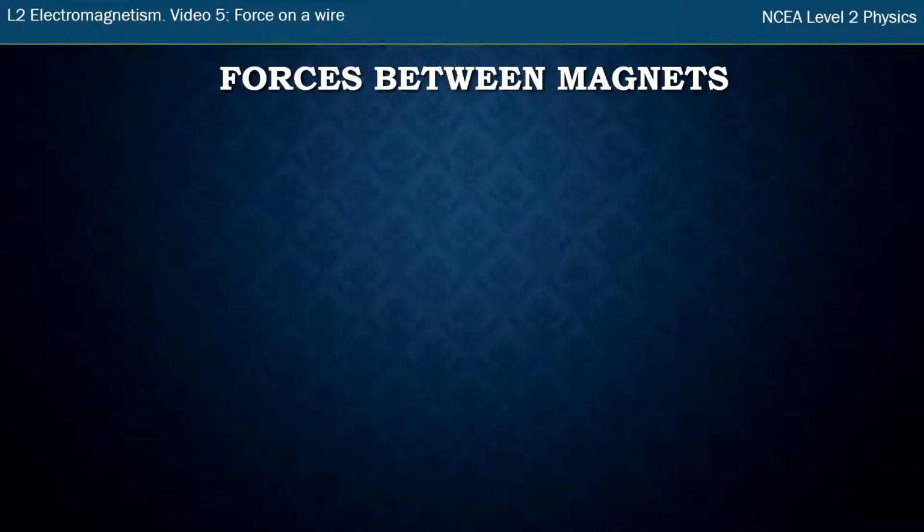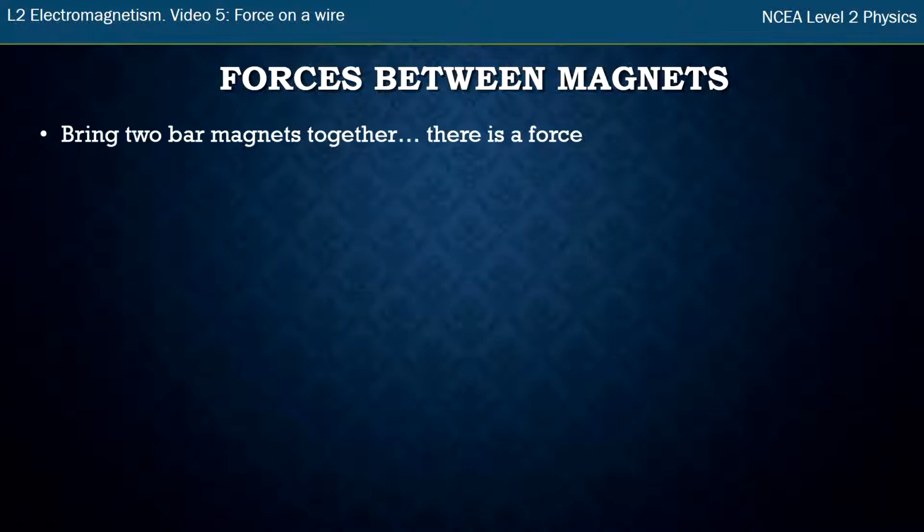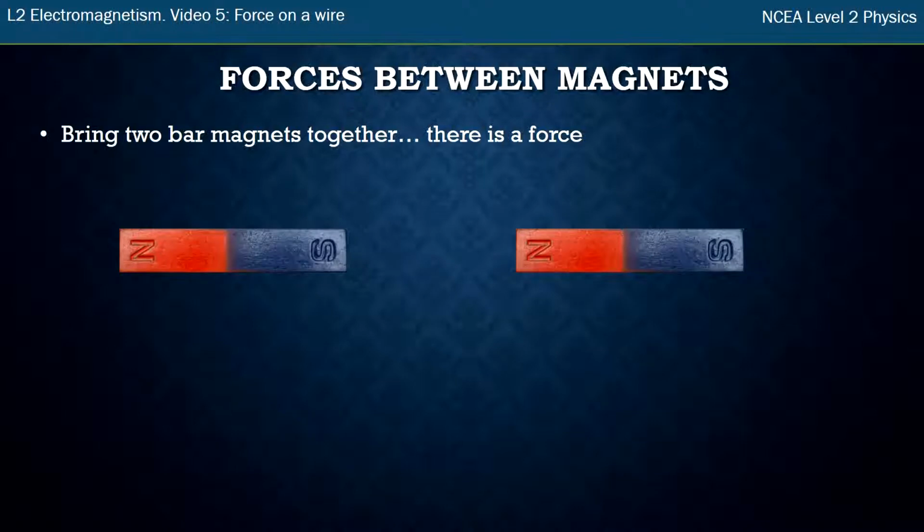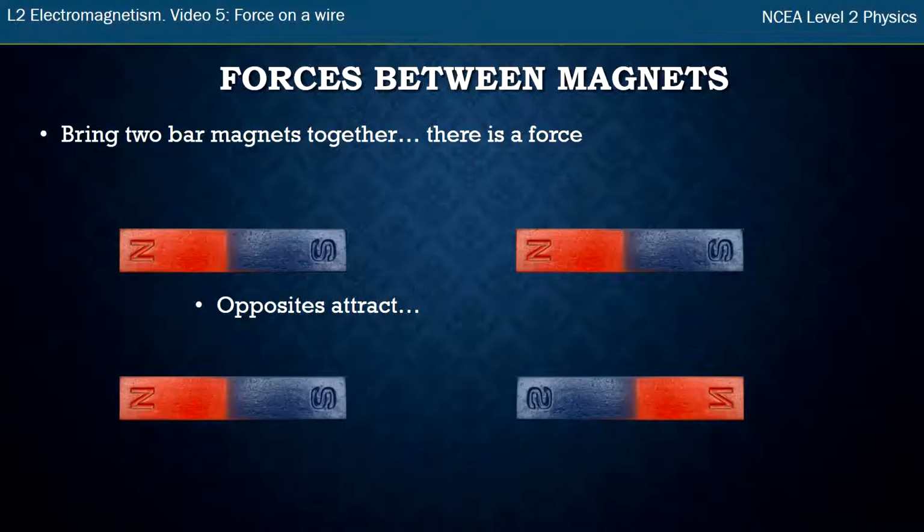This is the fifth video in the Electromagnetism series, where we're going to look at the force on a current-carrying wire. So let's just think about forces between magnets, something you've done even as a little kid. If you bring two bar magnets together, there is a force on them. If you bring a south and a north pole together, so they are opposites, you'll find that they attract each other. And if you bring a south and a south together, or a north and a north together, they are the same pole and they repel each other.